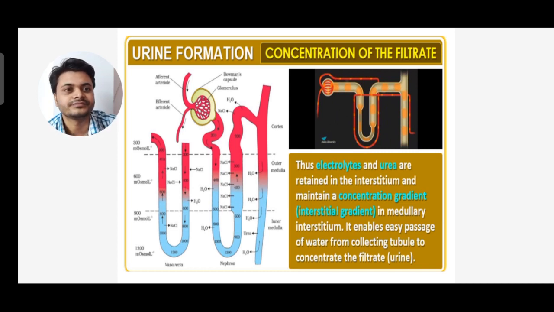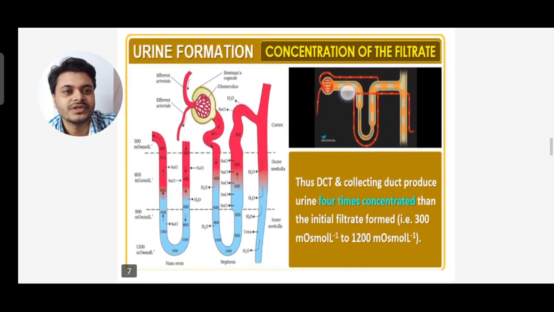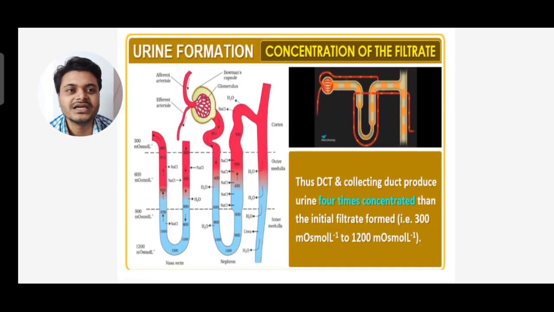Thus the DCT, that is distal convoluted tubule, and the collecting duct produce urine 4 times more concentrated than the initial filtrate formed, that is in between 300 to 1200.